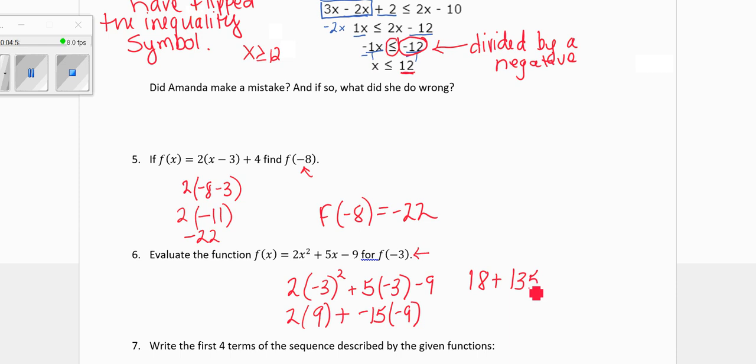And 18 plus 135 will give me 153. So f of negative 3 equals 153.